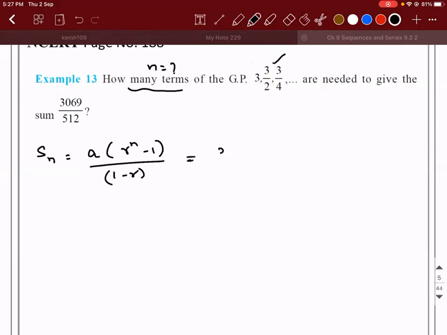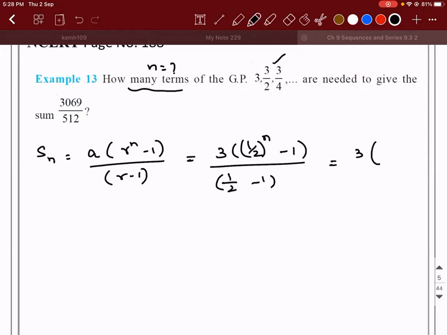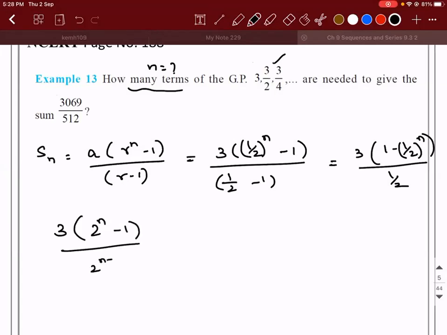Right. A is how much? 3 into half the whole power n minus 1, the whole divided by r minus 1, that is half minus 1. So how much will you get? Can I write it as 3 into 1 minus half the whole power n divided by half? So 3 into 2 power n minus 1, the whole divided by 2 power n minus 1, should be equal to 3069, the whole divided by 512.